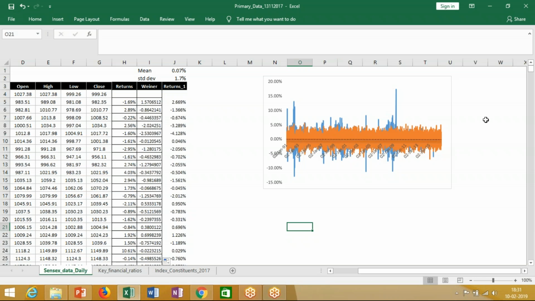Yes, so there are texts on Brownian motion. I'll share the name with you over mail. Thank you, Sumit.